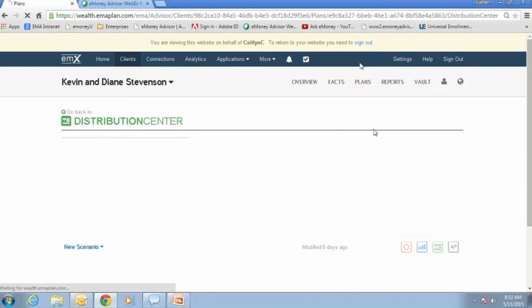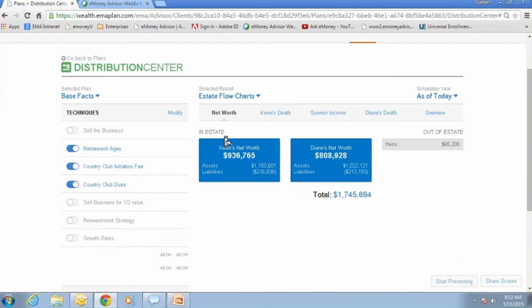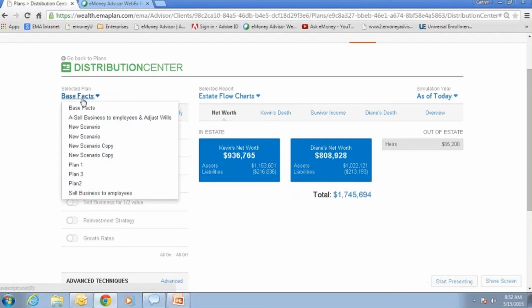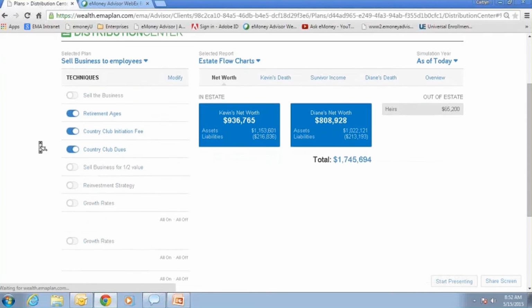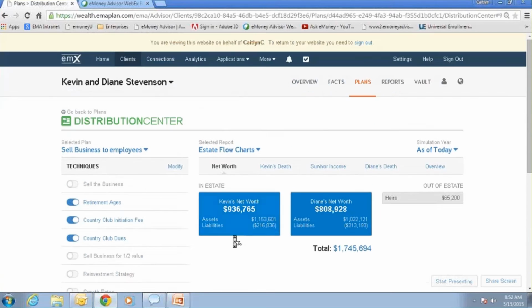So I'll click into Distribution Center. Again, everything flows seamlessly together. So all of the techniques that we had on in Decision Center are going to live here now as well. Turn on the sale of the business to the employees. We have all of that going on down here. And Distribution Center is nice because it allows you to simulate the net worth and all of these different reports in any year in the future.